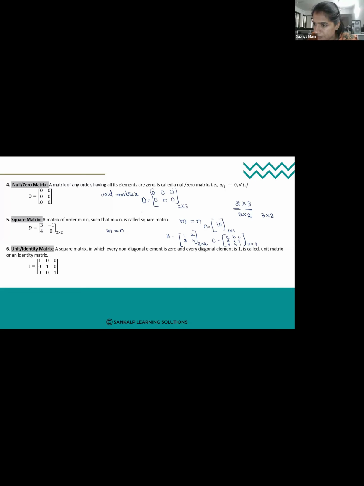Clear, no? Yes. Which order can I take in it? Order 1 by 1, order 2 by 2, order 3 by 3. All are examples for square matrix. But if I take 3 by 2, 3 rows 2 columns, hence rectangular matrix.